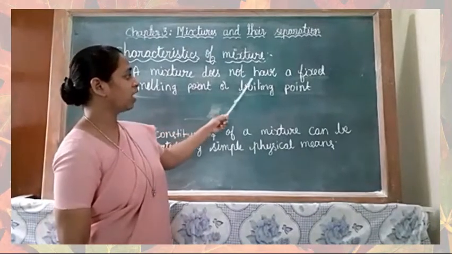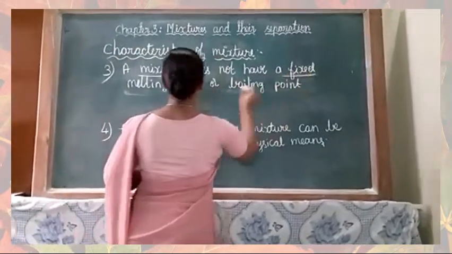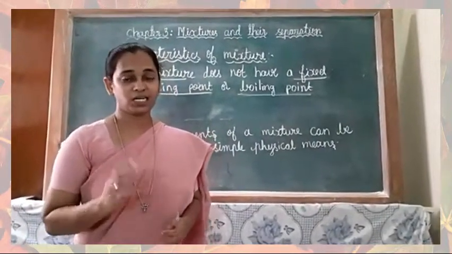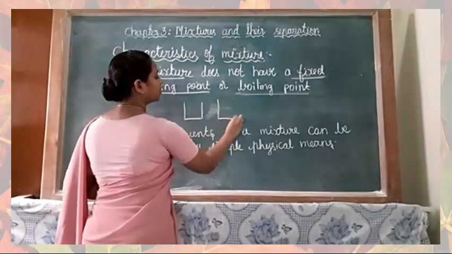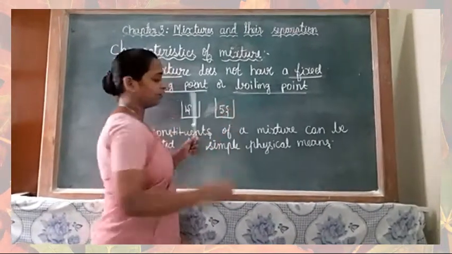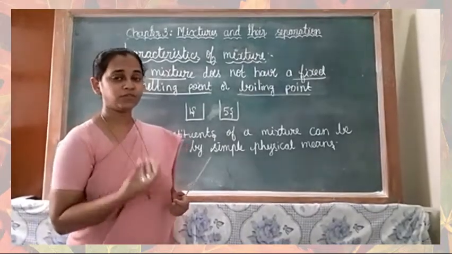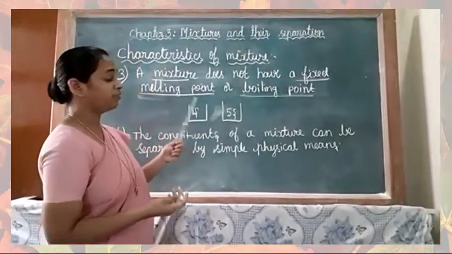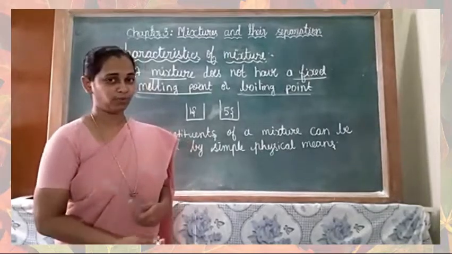A mixture does not have a fixed melting point or boiling point. We know that the boiling point of water is 100 degrees Celsius. It is a fixed boiling point of water. Take 2 glasses of water, add 1 spoon of salt in the first glass and 5 spoons of salt in the other glass. The boiling point of water containing 1 spoon of salt is different from the water containing 5 spoons of salt. From this we can understand that a mixture does not have a fixed melting point or boiling point.